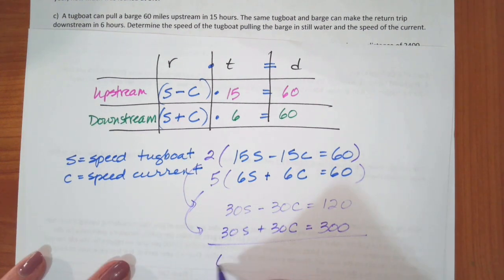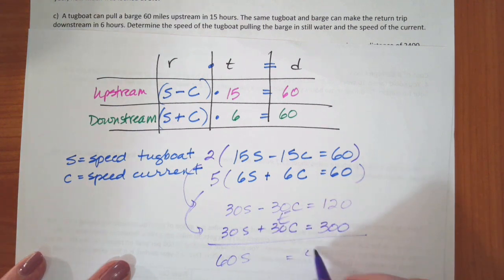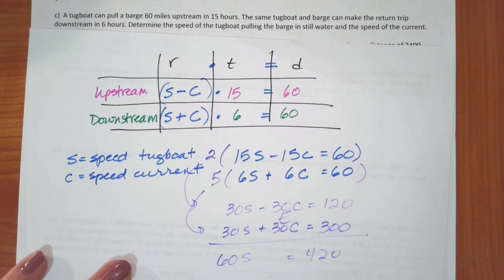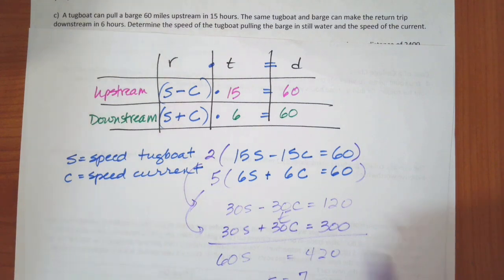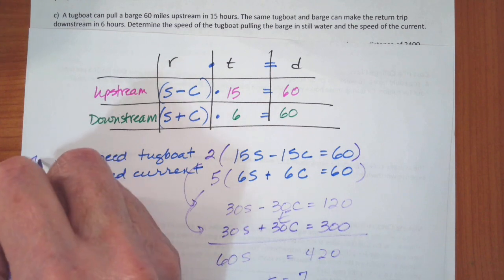Okay. So this gives me 60s, this is eliminated, is equal to 420. When I divide by 60, I find the speed of the tugboat is 7. Okay, so the speed of the tugboat is 7. And it's in miles? Yeah, miles per hour.